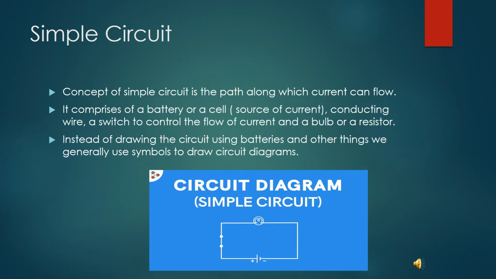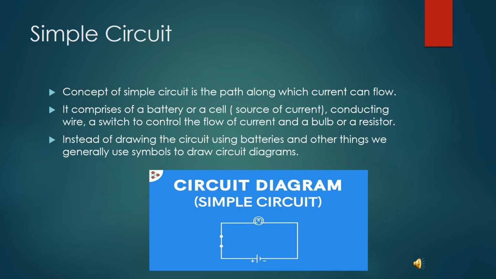Now we are coming to simple circuit concept. Simple circuit is nothing but the path along which current can flow. To have a simple circuit, we need a source of electron, source of current, that is nothing but the cell or battery. To have the path, we need conducting wire.